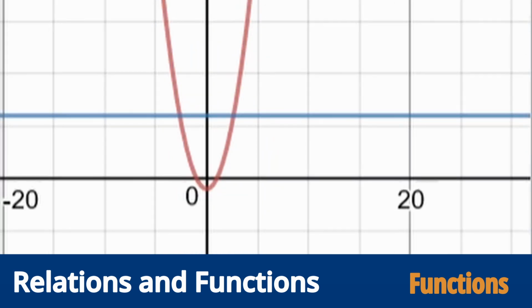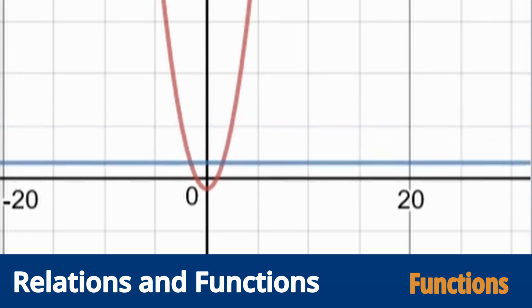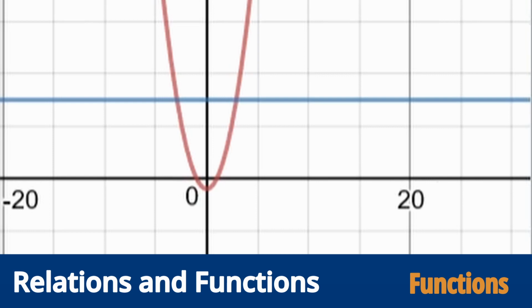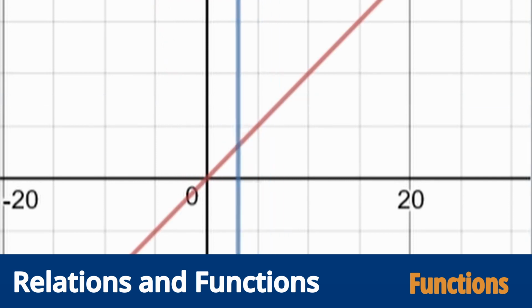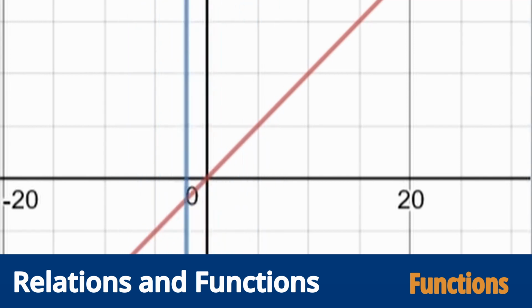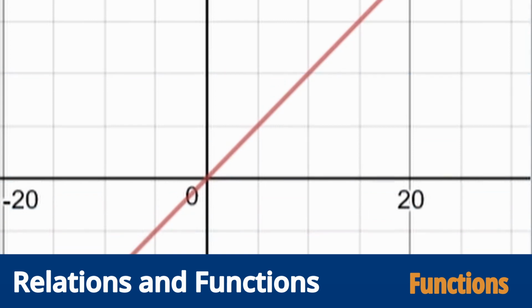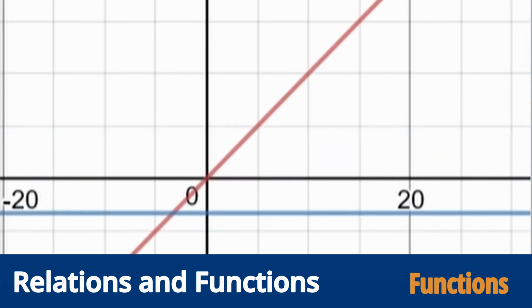Now here we have a horizontal line on the same graph. You'll notice as we move it around, it does touch the graph in two different spots. If it touches it anywhere in more than one spot, then it does not pass the horizontal line test. So we know that this is a function, but it's not a one-to-one function. Here this red line is a graph, and it passes the vertical line test, and it passes the horizontal line test. So this is a one-to-one function.